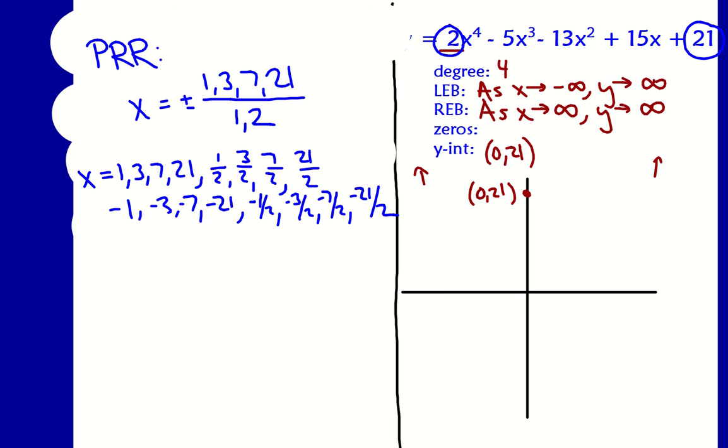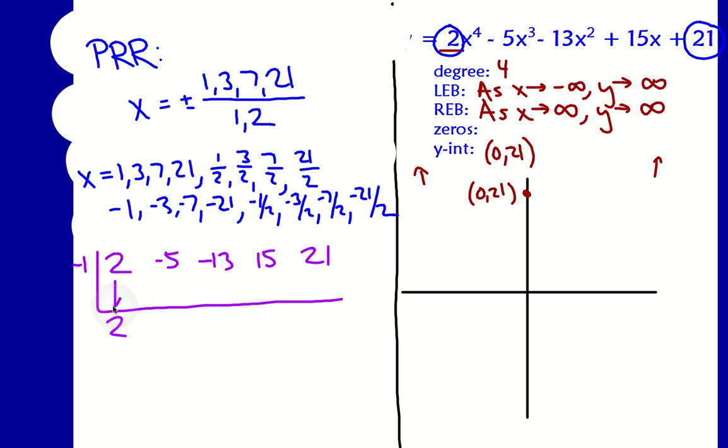And so in this case, I'm just going to guess, I'm just feeling like x equals -1 is going to be a good bet. I'm going to see if that works. So I'm going to put my coefficients, -5, -13, 15, 21, and I'm just going to try x equals -1. So I'm going to drop down the 2, multiply and add. What do you know, today must be my lucky day because I got a remainder of 0.